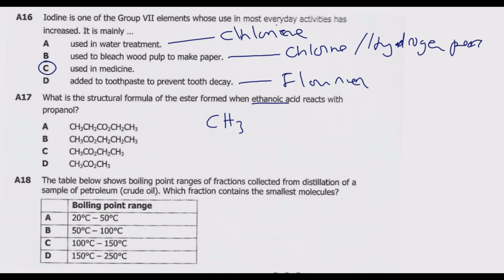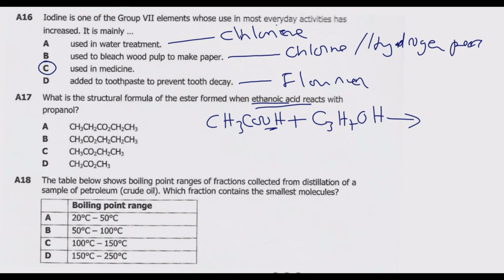CH3 then CO. So we have this group. Then we add it with propanol, which is 3 carbons, then H7, then this. So when these two react, what is going to happen is this is going to form an ester and water.